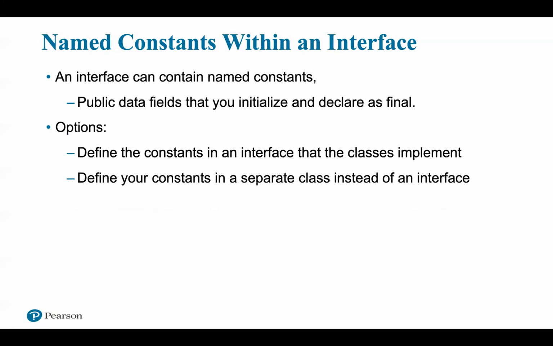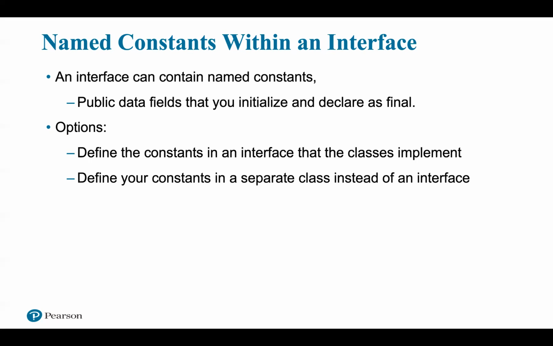So what about named constants with an interface? An interface can contain named constants, that is, public data fields that you initialize and declare as final. If you want to implement several classes that share a common set of named constants, you can define the constants in an interface that the classes implement. You could define your constants in a separate class instead of an interface. We will look at both ways in a little bit, whichever you want to choose, but you have only one set of constants to keep current.